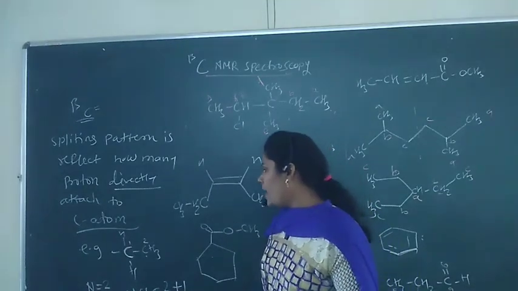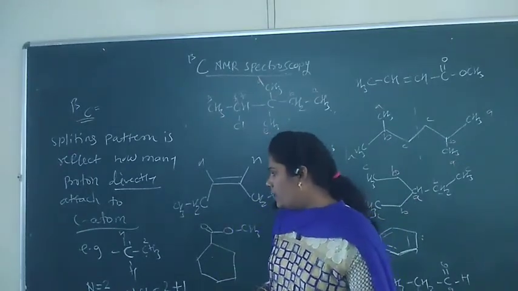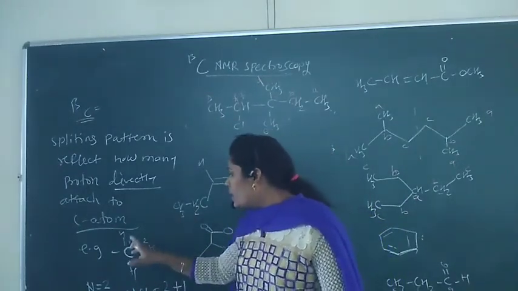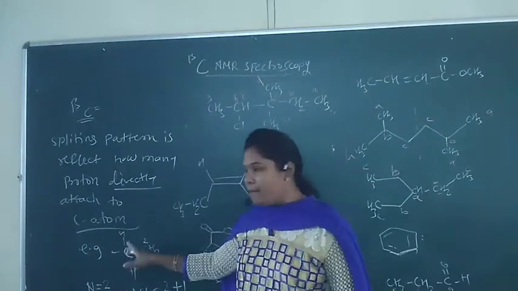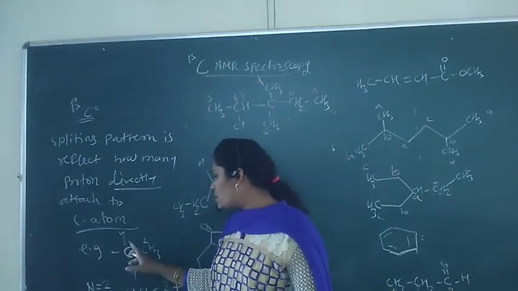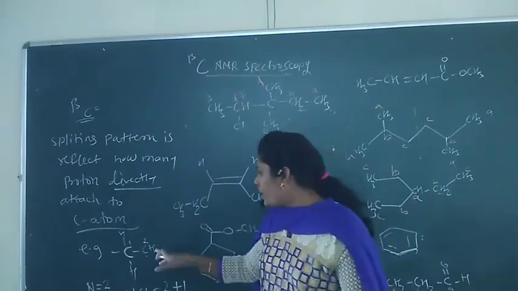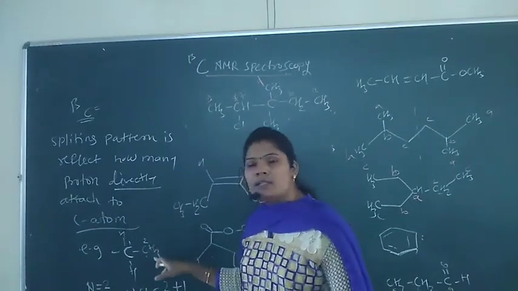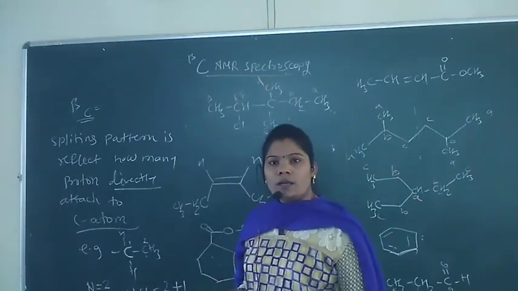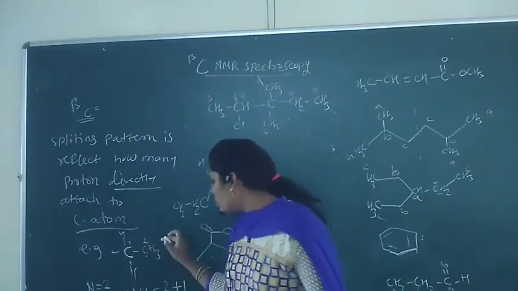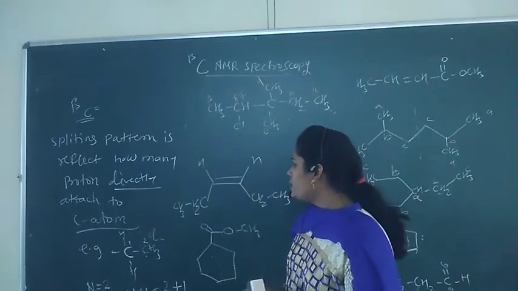Always remember that if you are asked the type of splitting of carbon-13, always count the number of hydrogens directly attached to that carbon, plus 1. Here there are 2 hydrogens attached to this carbon, so 2 plus 1 is 3, and it shows a triplet. For carbon number 2, there are 3 hydrogens directly attached, so n is 3, and 3 plus 1 is 4. That's why carbon number 2 shows a quartet.